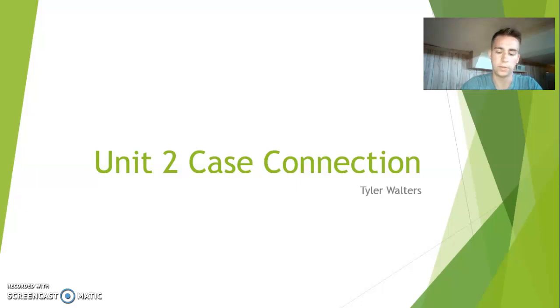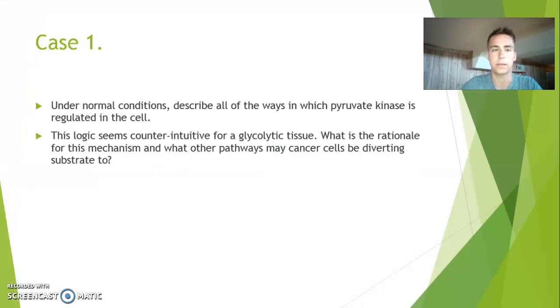So to begin, I'm going to move forward to the questions from Case 1. Those are: under normal conditions, describe all of the ways in which pyruvate kinase is regulated in this cell. The follow-up question is in relation to isoform M2, a type of pyruvate kinase common in cancerous cells, which is essentially a molecule that doesn't exactly promote the moving forward of the glycolytic pathway, but I'll be answering that in a little bit. The second question is, what is the rationale for this mechanism, and what other pathways may cancer cells be diverting that substrate to?